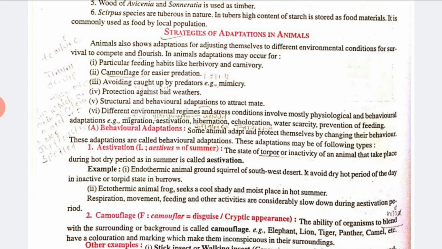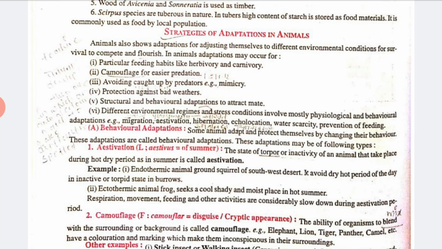What are the strategies? Animals also show adaptation for adjusting themselves to different environments and conditions for their survival and to flourish. So in animals, adaptation may occur by their behavior, right? So let's talk about behavioral adaptation. Behavior means some animals adapt to protect themselves by changing their behavior. According to that, it is called behavioral adaptation.